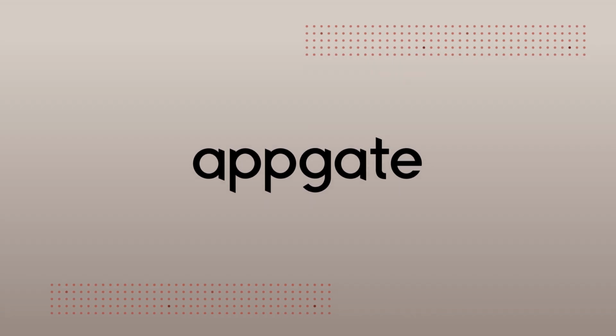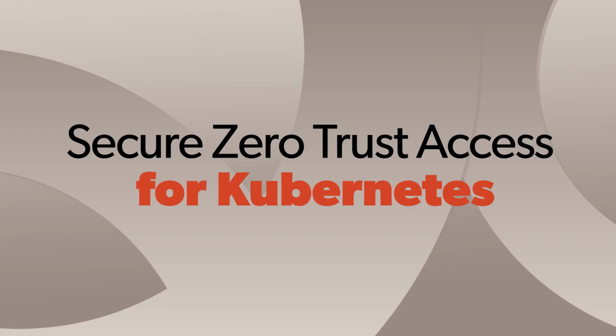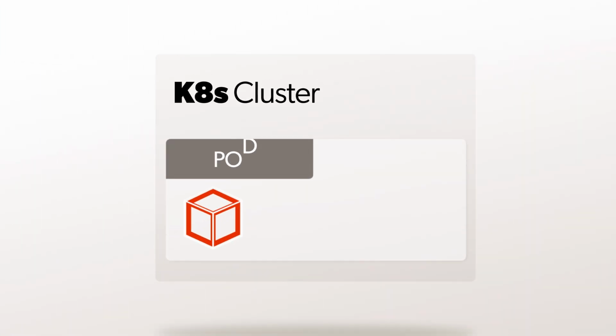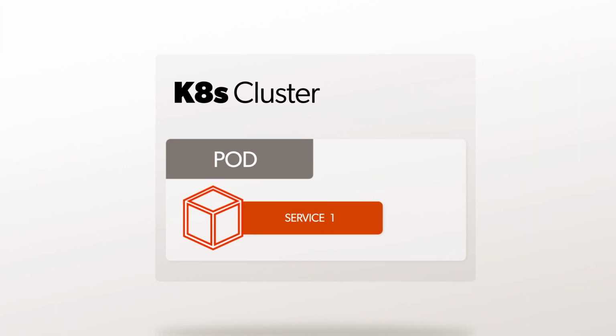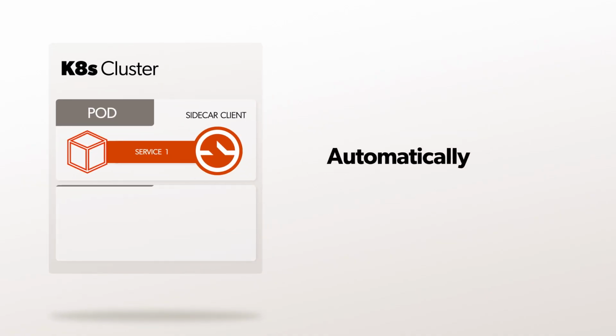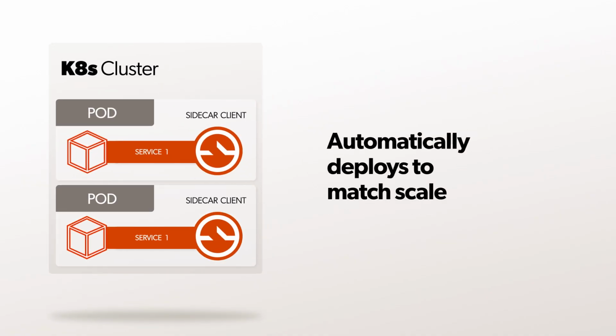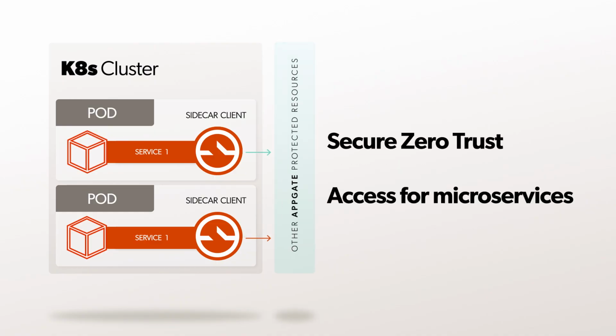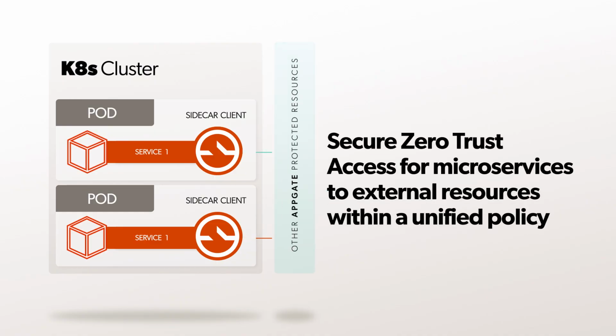In today's video, we will discuss securing zero trust access in Kubernetes. AppGate SDP provides dynamic policy control and granular secure access for Kubernetes by automatically injecting our sidecar client as a container. When microservices need to scale, AppGate SDP sidecar clients automatically deploy to match the required scale. Secure zero trust access is granted at the container level within a pod to provide microservices connectivity to resources outside the cluster using a unified policy framework.